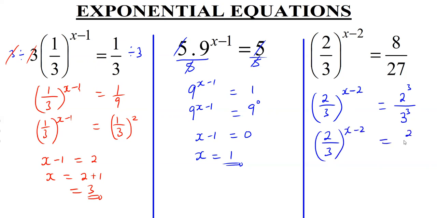This is equal to (2/3)^3. Because remember, it's the same power that we are having, so it's shared by both. So we can just put it outside the bracket like that. Then our bases are the same, so x minus 2 will be equal to 3. Then x will be equal to 2 plus 3, because it becomes positive when it goes that side. It's going to be equal to 5.